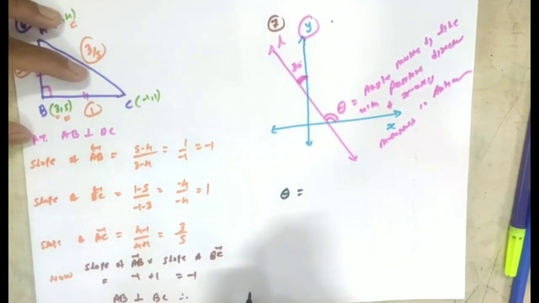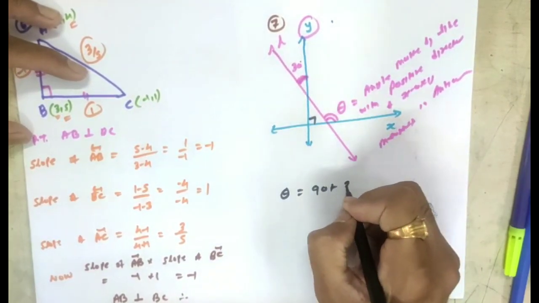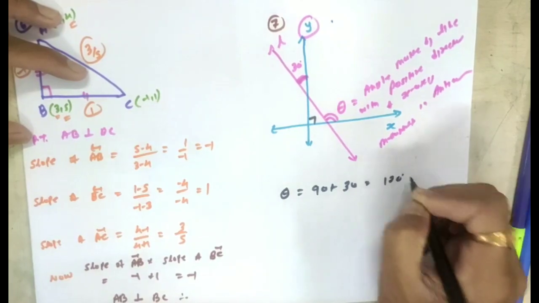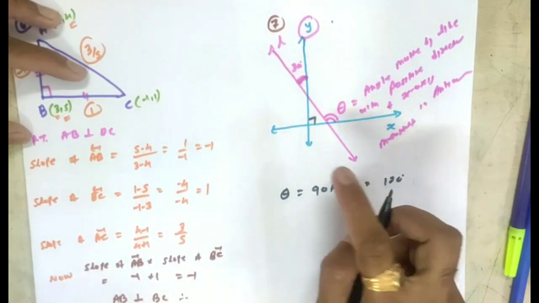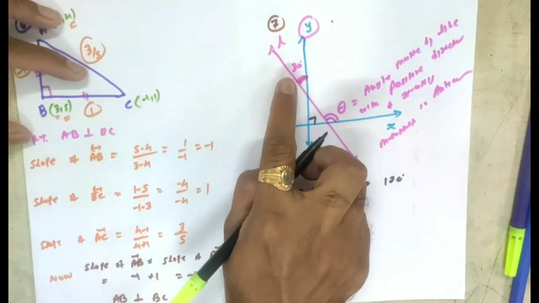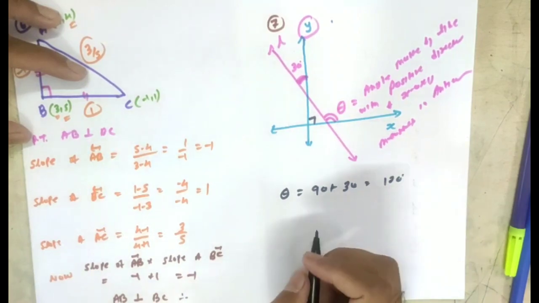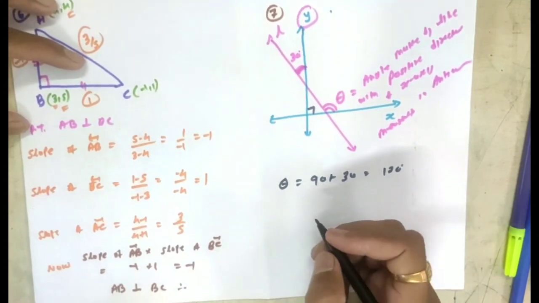So tell me, what will theta be? This is 90 degree plus 30 degree. So theta will be 120 degree. That is the angle made by this line L with positive direction of x-axis. It will be 120: 30 with y, and y with x is 90. So what will the total angle be? 120. So now we can find the slope of this line.